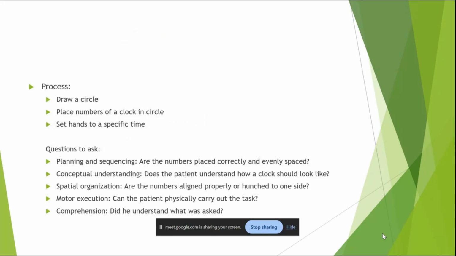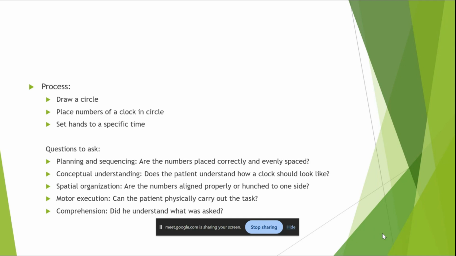So the process of the screening test itself involves instructing the patient to draw a circle, place the numbers of a clock in the circle, and also to set the hands to a specific time. There is also the option of drawing a circle for the patient and just telling the patient to fill in the parts of the clock and kind of copy.